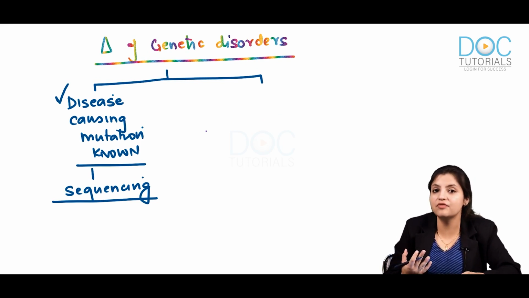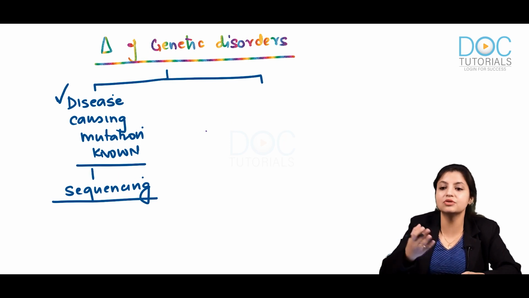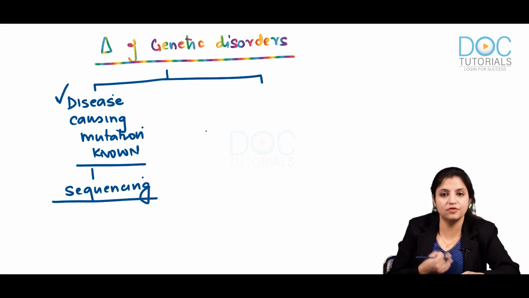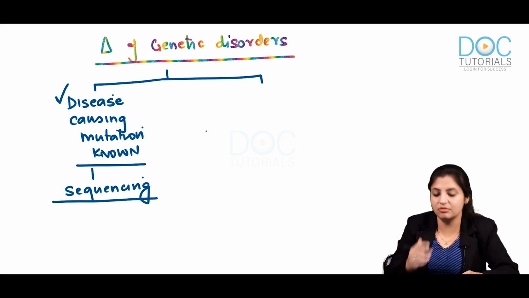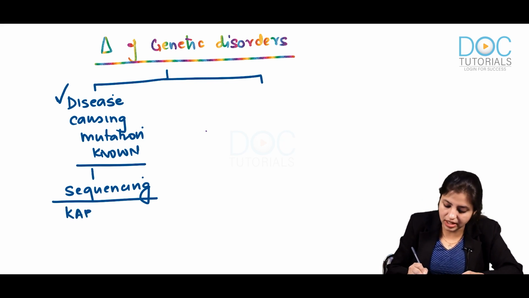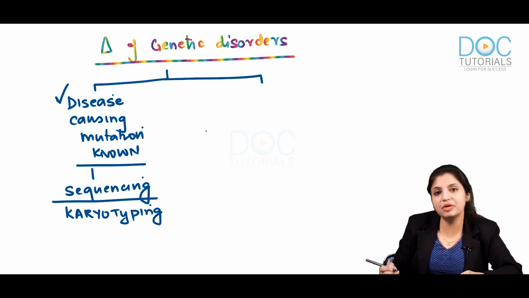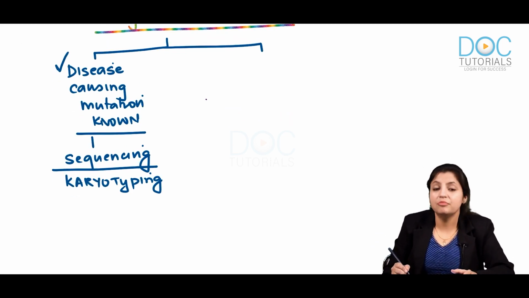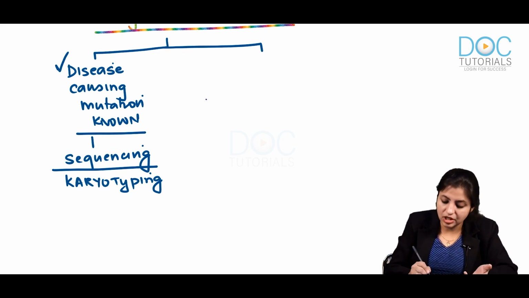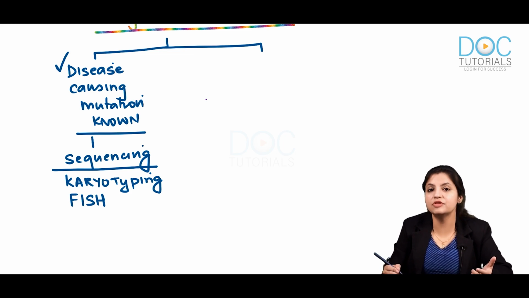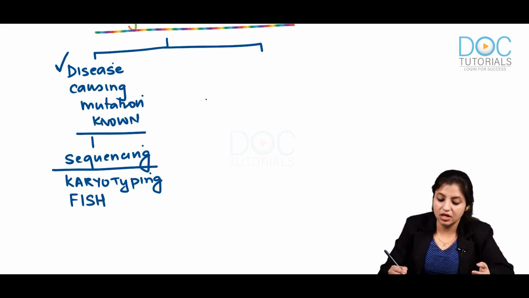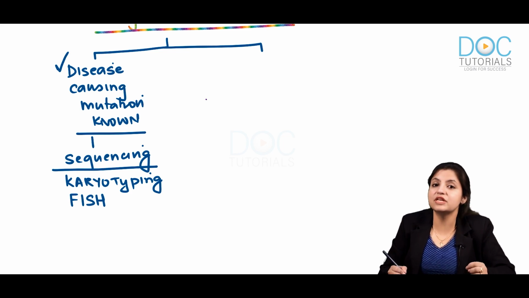Suppose you are having a chromosomal disorder, like you're seeing Down syndrome, you know it is trisomy 21. So you know this is because of a chromosomal defect. Whenever you have chromosomal defects in mind, you prefer a technique called karyotyping. Karyo means chromosome, typing means you type the chromosomes. But karyotyping has its own flaws. So better than karyotyping, we came up with a new technique called FISH.